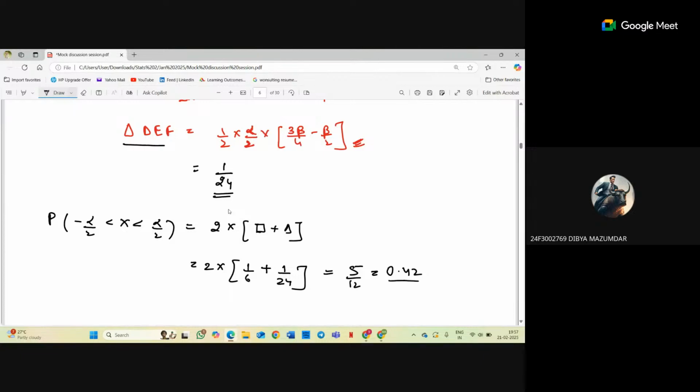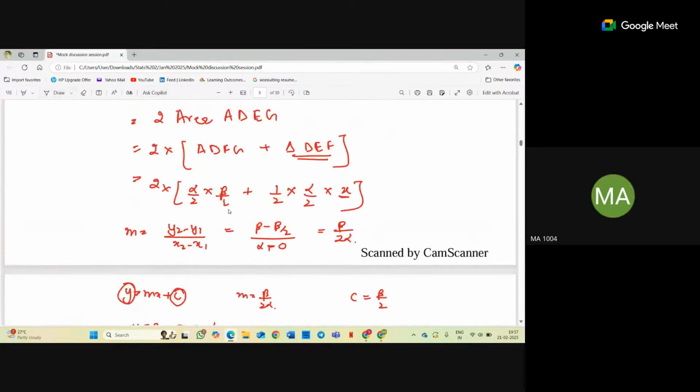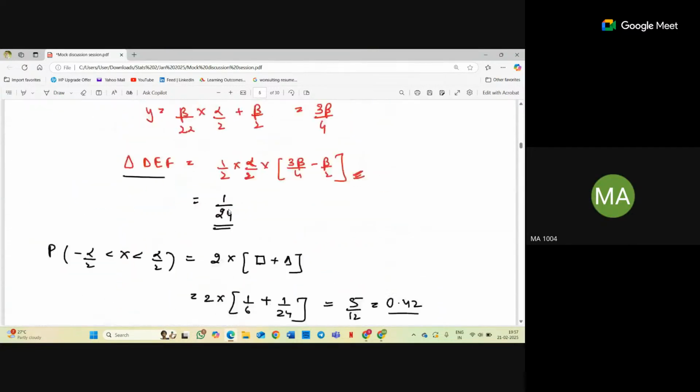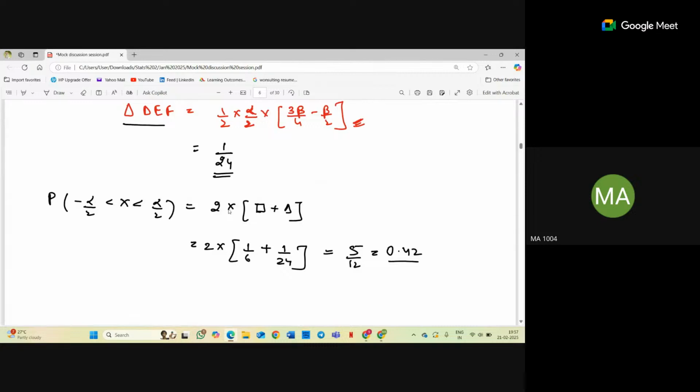Where are you getting the values of alpha and beta from? Can you show once more? In the last question, we have done alpha beta. Alpha by 2, we got the value here, right? 2 by 3. Okay. So are the steps clear to everyone? Yes, ma'am. Sure? Yes, it's clear.